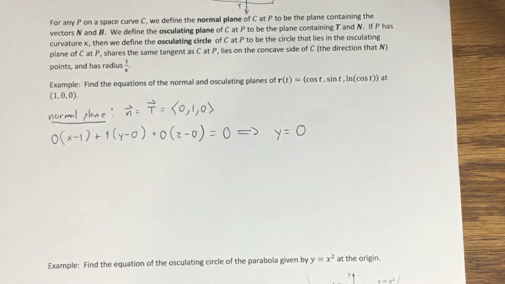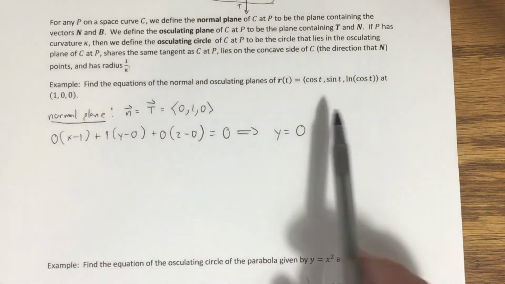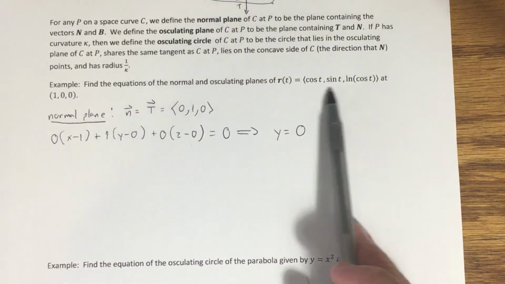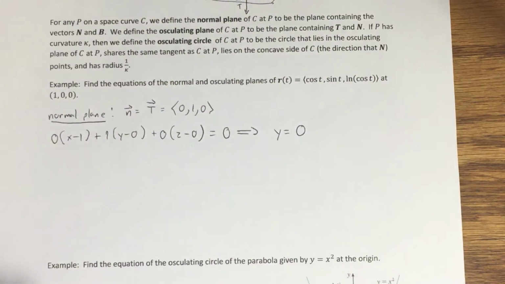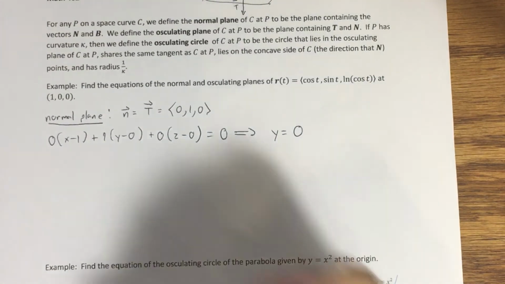So the plane y equals 0 is the normal plane for this space curve at that point. That plane is the same thing as the xz plane. What that means is if we were to graph this curve, we should see this space curve punching through the xz plane at a right angle. That's what that would imply.